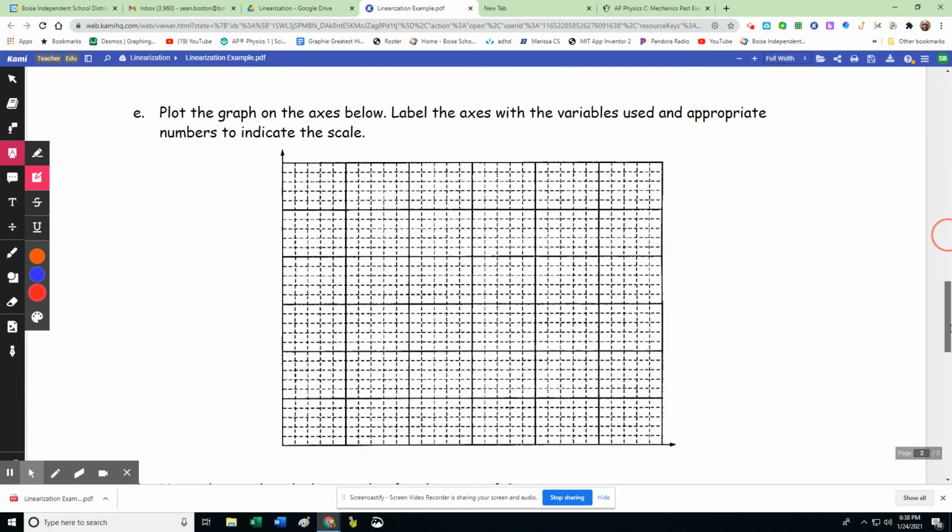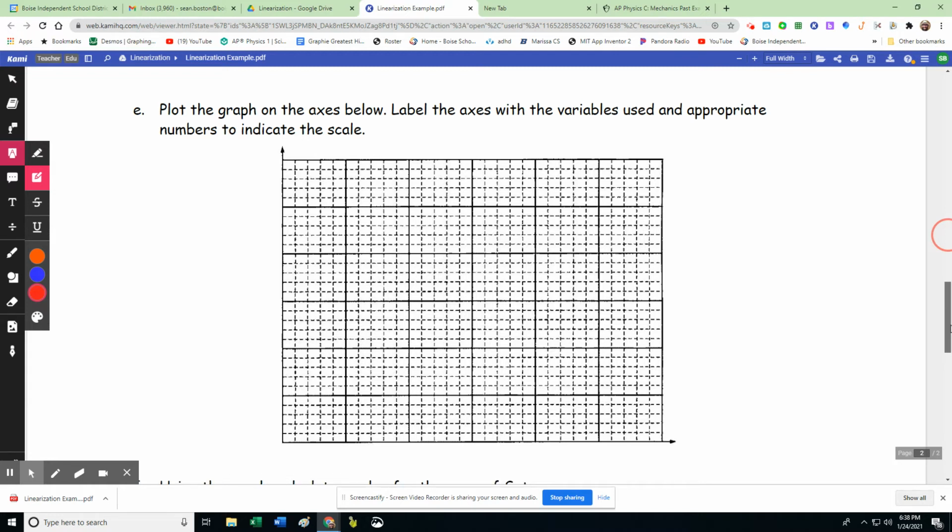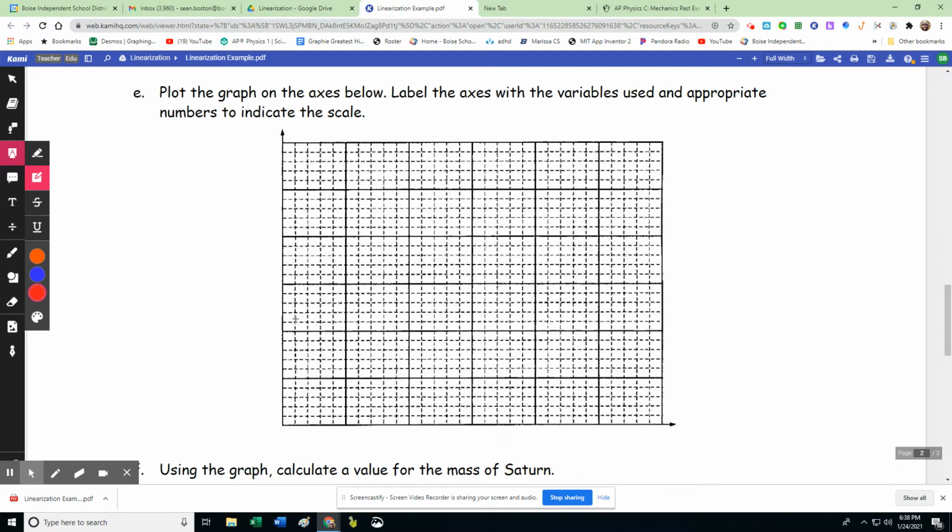Plot the graph on the axes below and label the axes with the variables and use appropriate numbers to indicate the scale. Okay, so you don't have to put a whole bunch of detail in here, just enough that they can get the idea. And please know this is a timed test, so accuracy is not of the utmost importance.